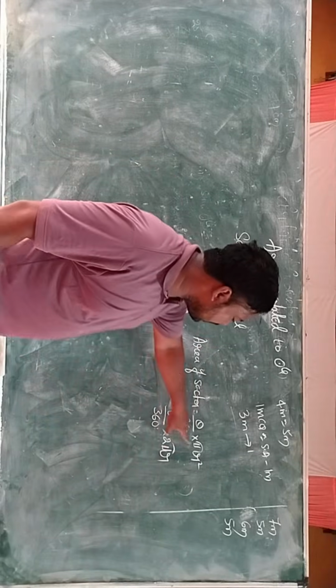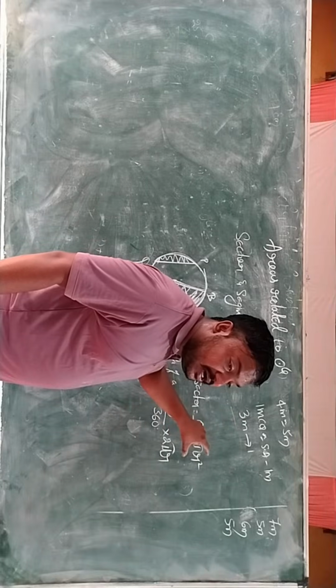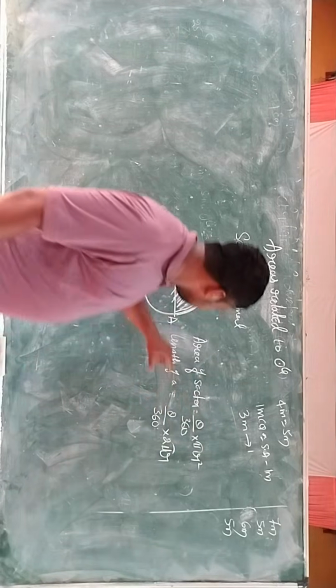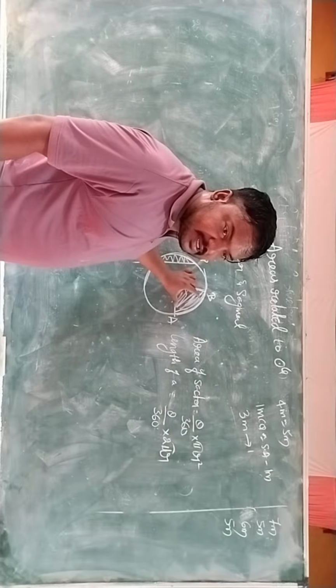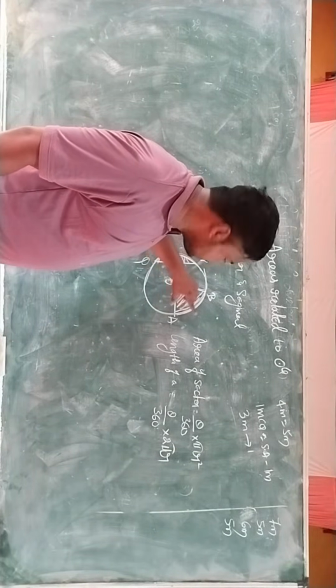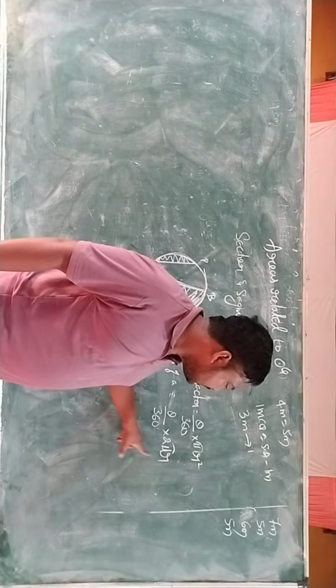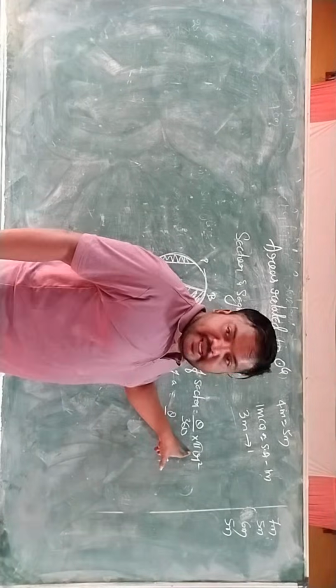Why here pi r square and why here 2 pi r? Because the sector is a part of the area of the circle, and the length of an arc is a part of the circumference of the circle. Therefore, theta upon 360 degree into 2 pi r here, and theta upon 360 into pi r square here.